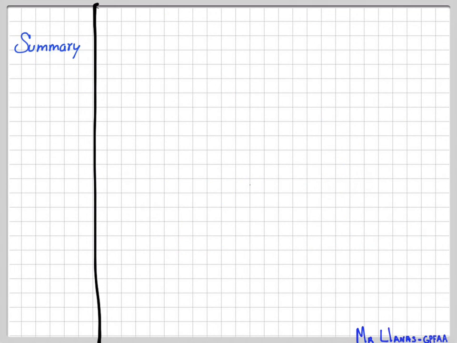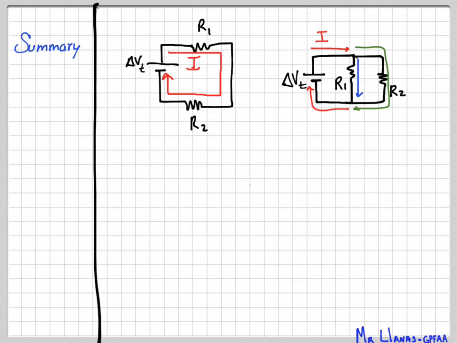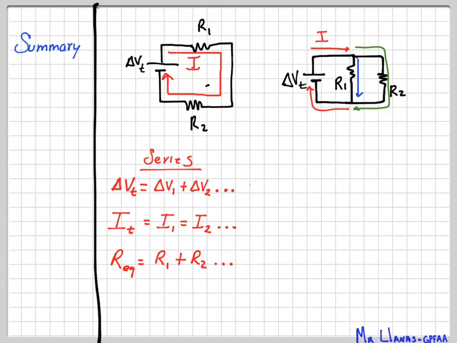So let's summarize this, and then I'll do some example problems in another video. We have series and we have parallel. If it's a series, the voltage equals voltage 1 plus voltage 2, so you add up all the voltages and it gives you the total voltage. The current in a series circuit is the same throughout the circuit, and the equivalent resistance is very easy to find, because all you have to do is add all the resistances.